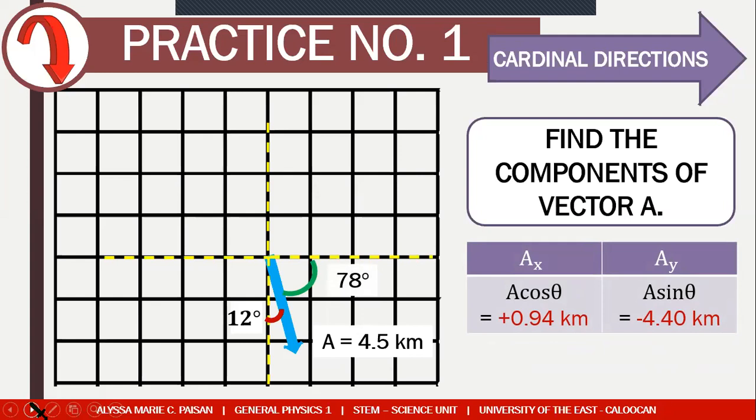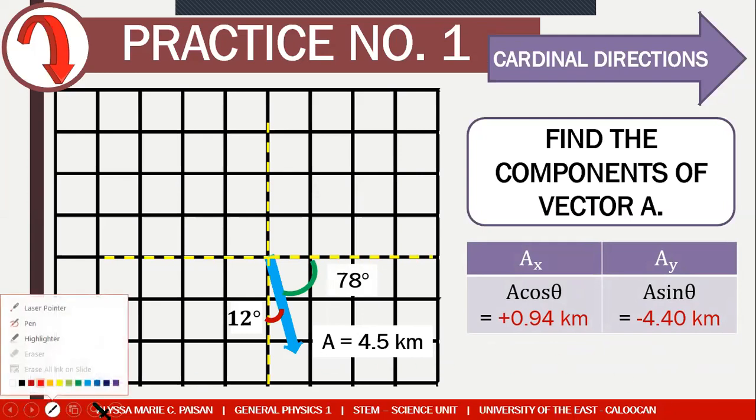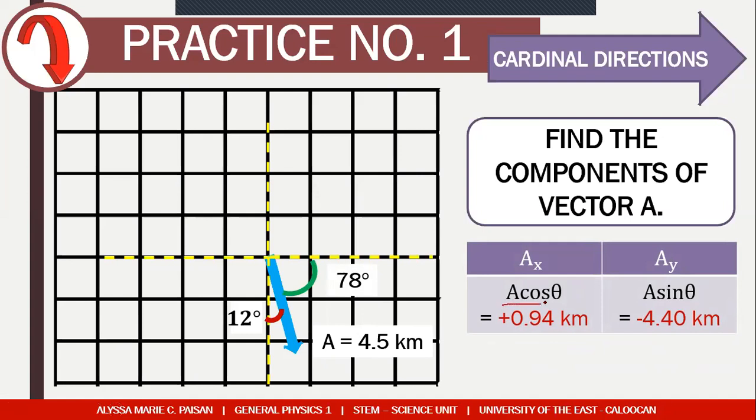So in this equation, the a cosine theta, the theta here will not be 12 degrees but 78 degrees. And then we are given the magnitude of A, which is 4.5 kilometers. So we're just going to substitute it here. That's 4.5 kilometers, this A, multiplied by cosine 78. The same goes here. It's A, which is 4.5 kilometers, and then sine 78 degrees. The results will be 0.94 kilometers and 4.40 kilometers.